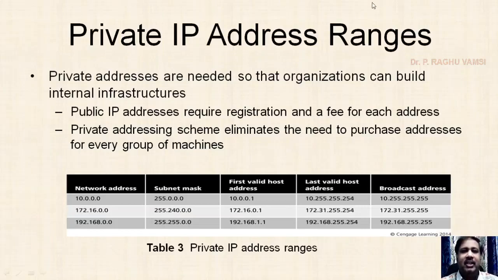Now private IP addresses and ranges, if you look at this slide in more detail. Private addresses are needed so that organizations can build internal infrastructures. Public IP addresses require registration and a fee for each address. Whenever the internet service providers give you an IP address, they will give you a public IP address. Usually the public IP address is a paid one. You are supposed to purchase it, so that with the same IP address assigned, no other services will run. It is dedicated only for that.